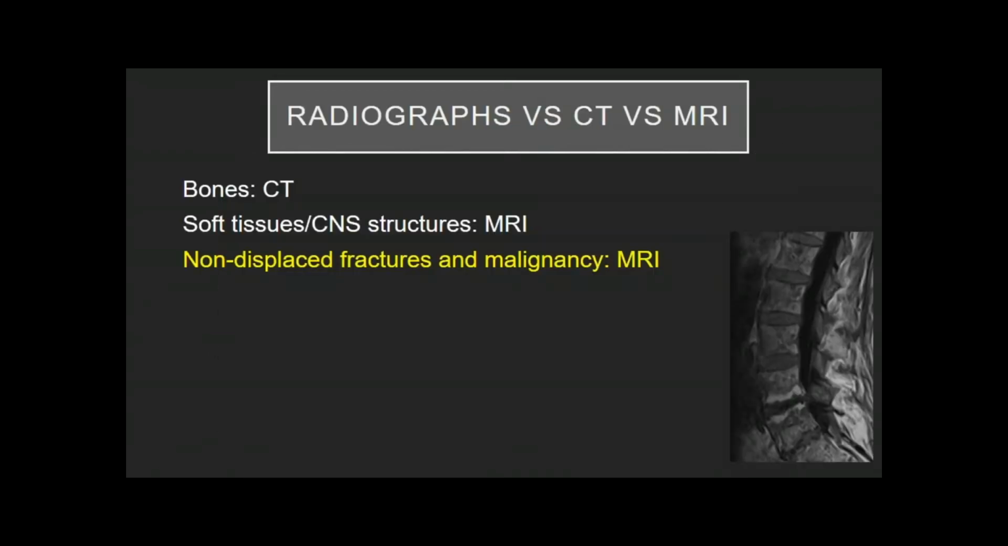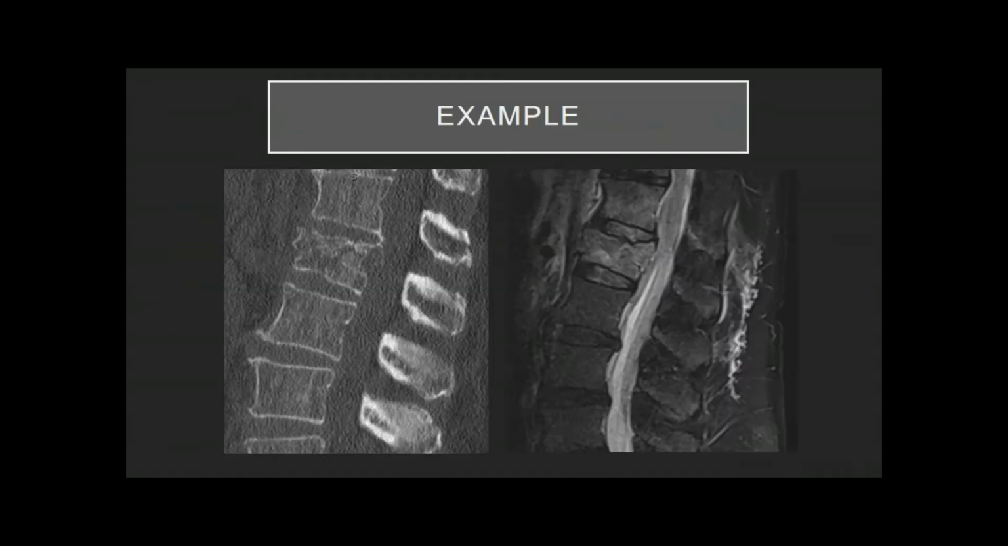All right, MRI is also really good for non-displaced fractures as well as malignancy. So we'll talk about this a little bit later, but the normal T1 fat signal in the spine is bright, and you can see all these dark things in the middle of what should be bright. And this is actually an example of multiple myeloma, showing you how malignancy can show up well on an MRI.